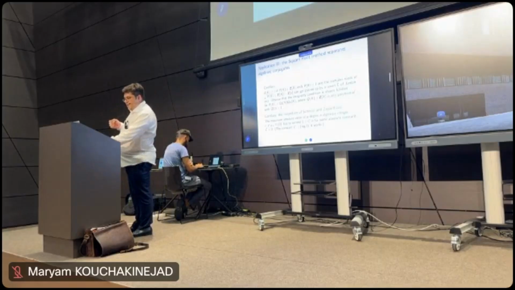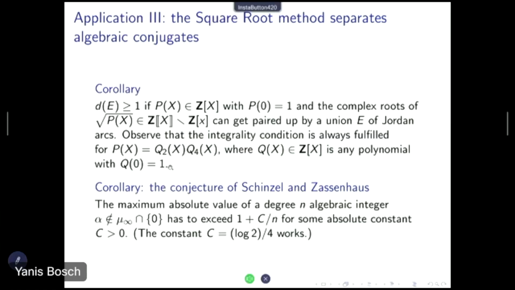And the observation for the following application is that the condition is always fulfilled for polynomials of the form q2 times q4, which means start with any integer polynomial P with q0 equals 1, and take the polynomials whose roots are the squares and the 4th powers of the roots of P, then this condition is in place, the integrality of the square root. And so this leads to a solution of the following problem. Basically, that gives the best structural lower bound on the house of an algebraic integer, the largest absolute value of a conjugate.